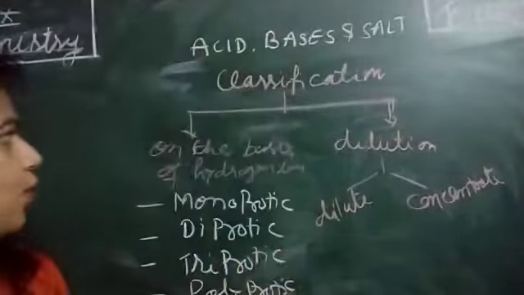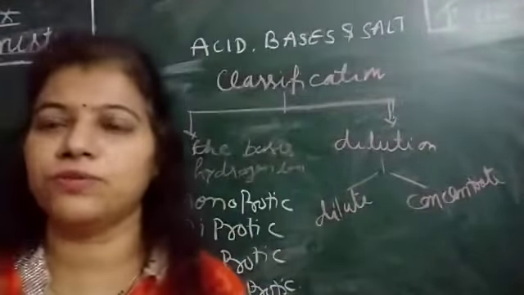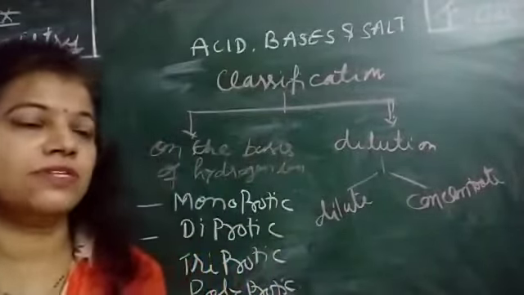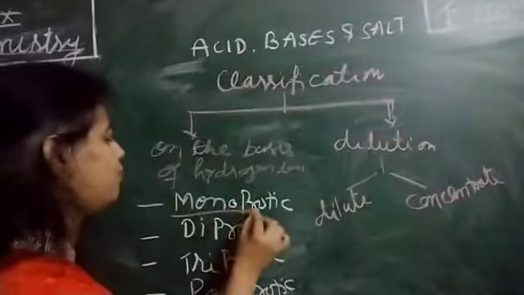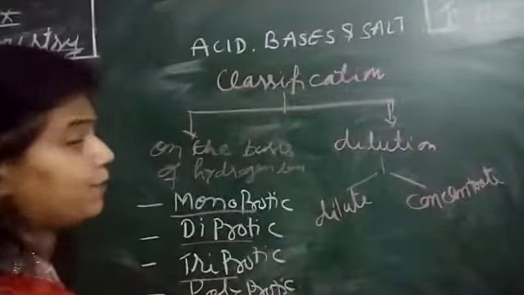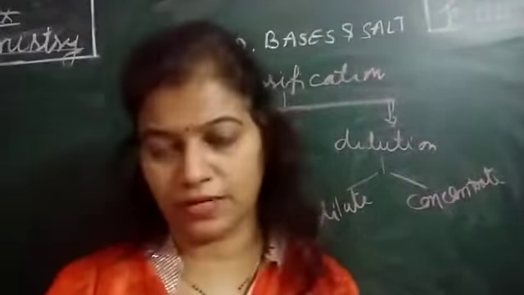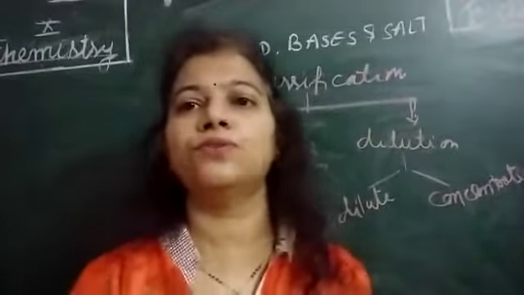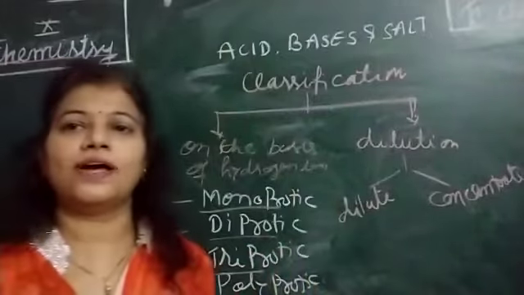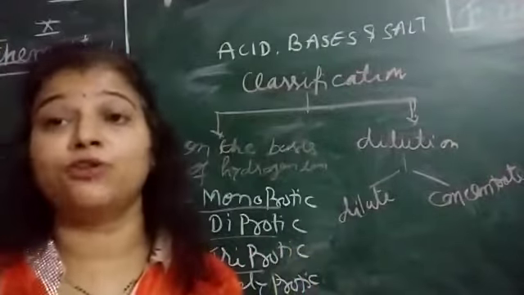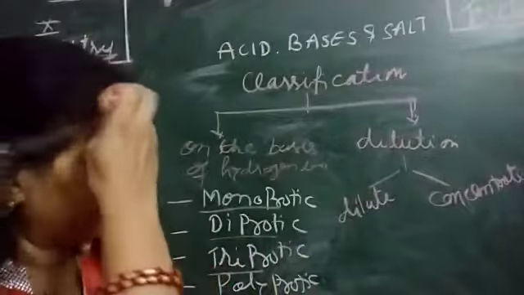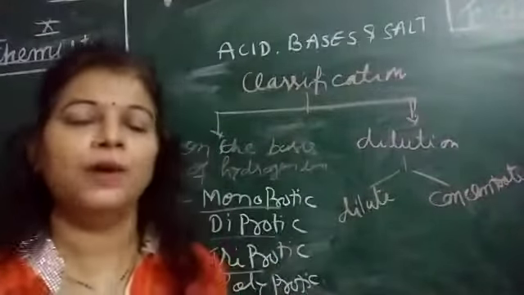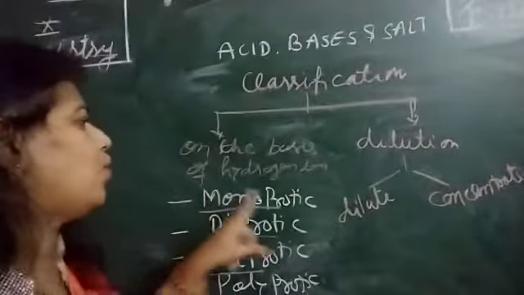Students, so now we are going to learn how we classify acids on the basis of hydrogen ion. On the basis of hydrogen ion we classify acids as monoprotic, diprotic, triprotic and polyprotic. See, protic, what does it mean? It means proton. Sometimes the hydrogen ion is also said to be a proton, right? That is why it is said to be monoprotic, diprotic, triprotic and polyprotic. But for now, just remember mono and protic.